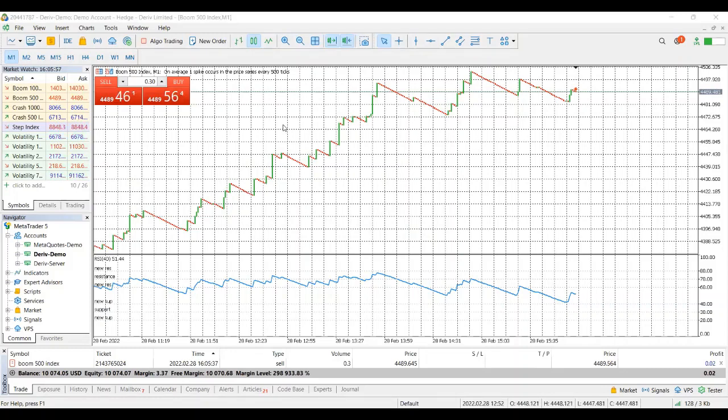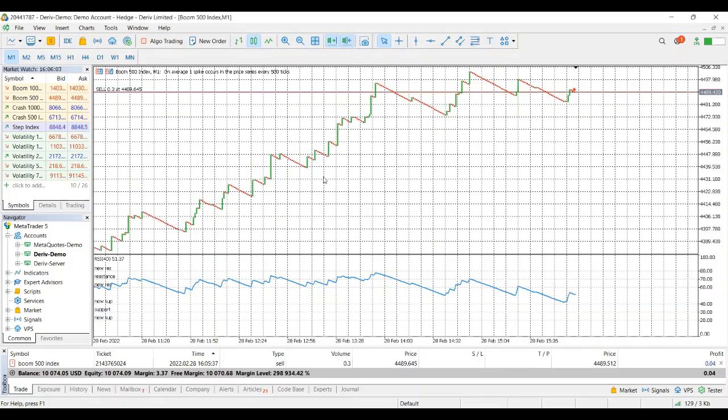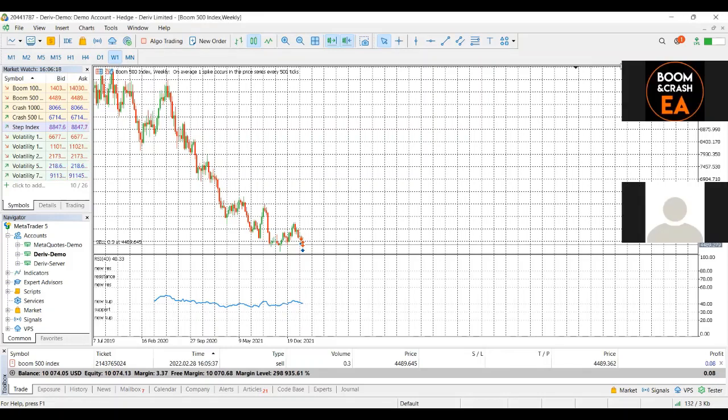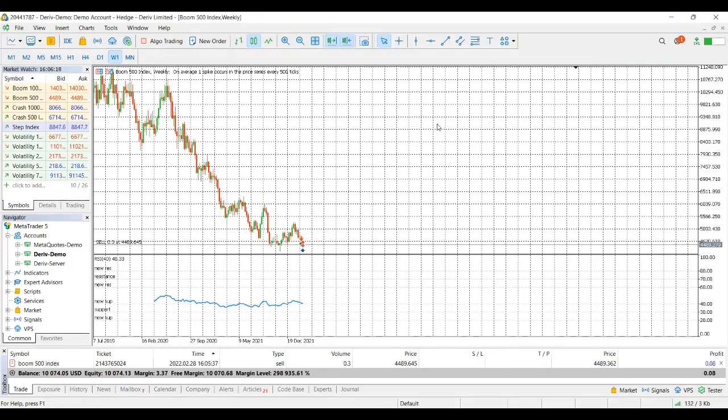First of all, we would like to look at the broker's favorite time frame. What's his favorite time frame? It is W1, because the broker has to account for the yearly accounts. He has to account for the year.